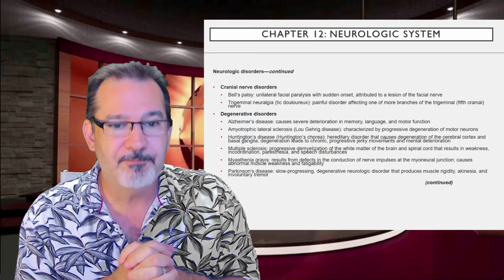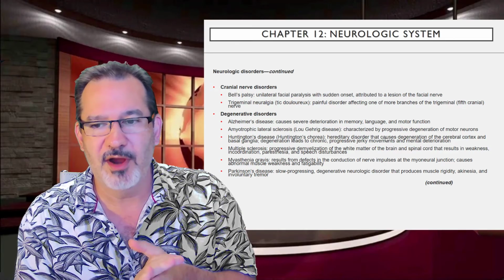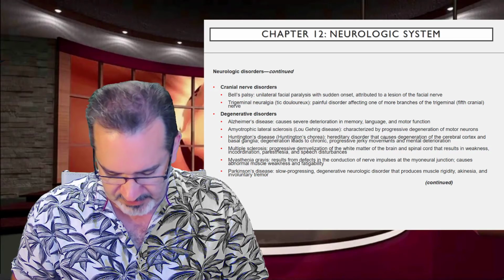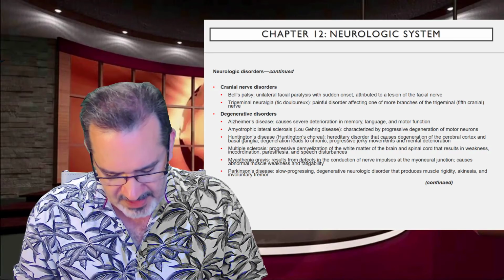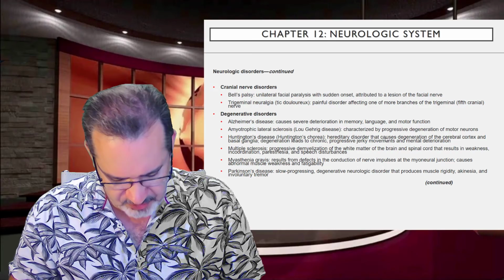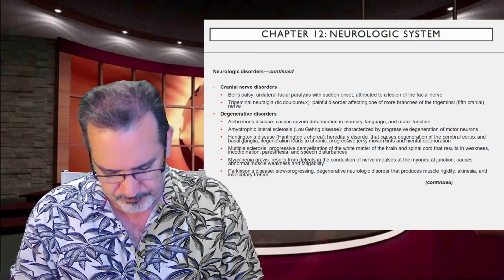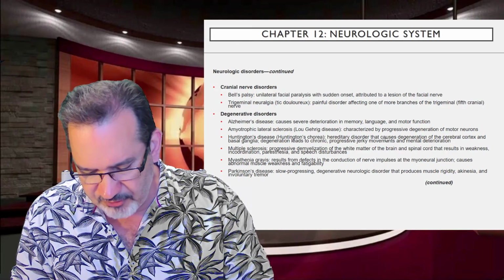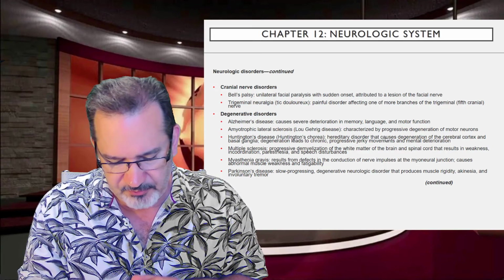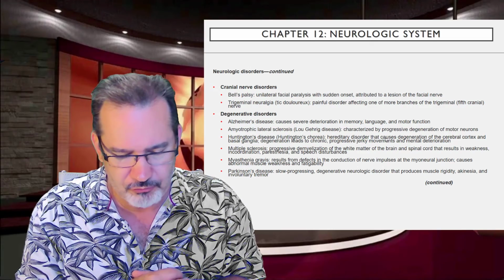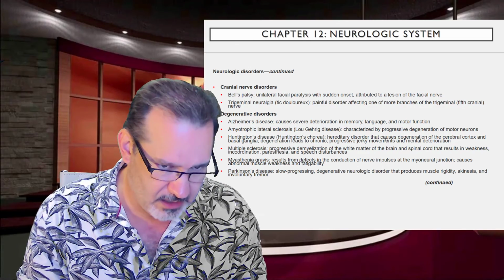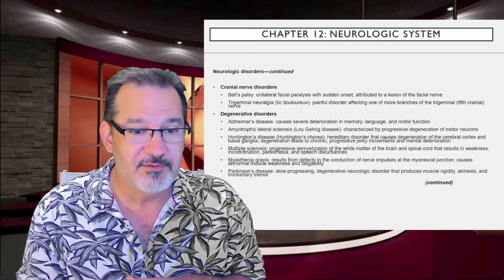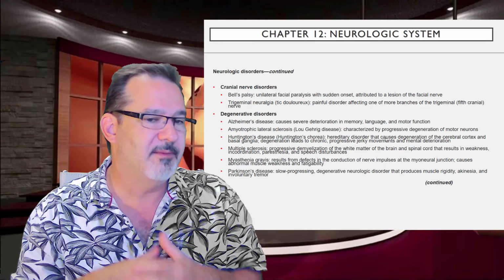Trigeminal neuralgia, a painful disorder affecting one or more branches of the trigeminal nerve. I'm going to check a note here. Okay. With stimulation of a trigger zone, the patient experiences paroxysmal attacks of excruciating facial pain. Okay, trigeminal neuralgia. Degenerative disorders, things that worsen over time.